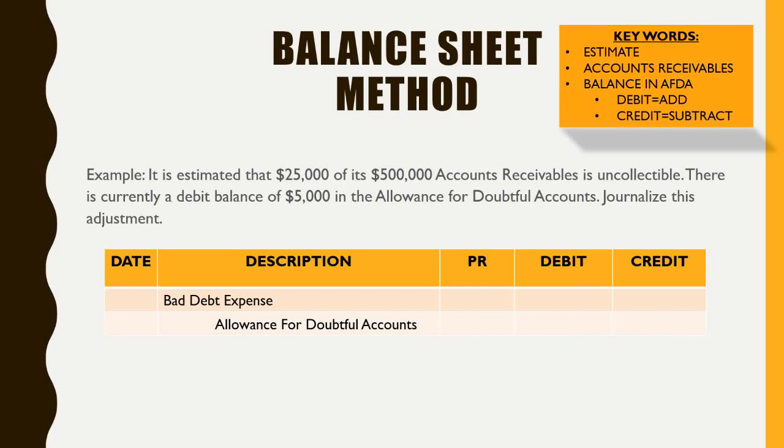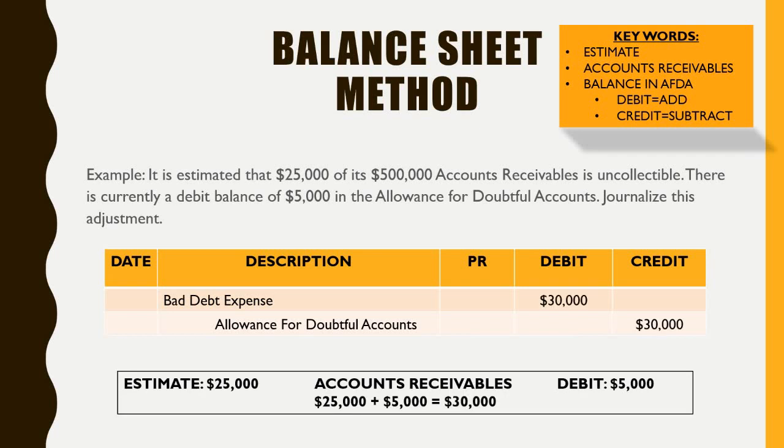So that's the rule here. When you notice that you have a debit balance in the allowance for doubtful accounts, you just add those two numbers together. So in this case, you're going to add 25,000, which is your estimated amount, plus your balance of 5,000, okay? And that's going to give you $30,000 that you need to journalize. You're going to journalize your bad debt expense and you're going to credit your allowance for doubtful accounts, okay? All right, so that's example number 1.